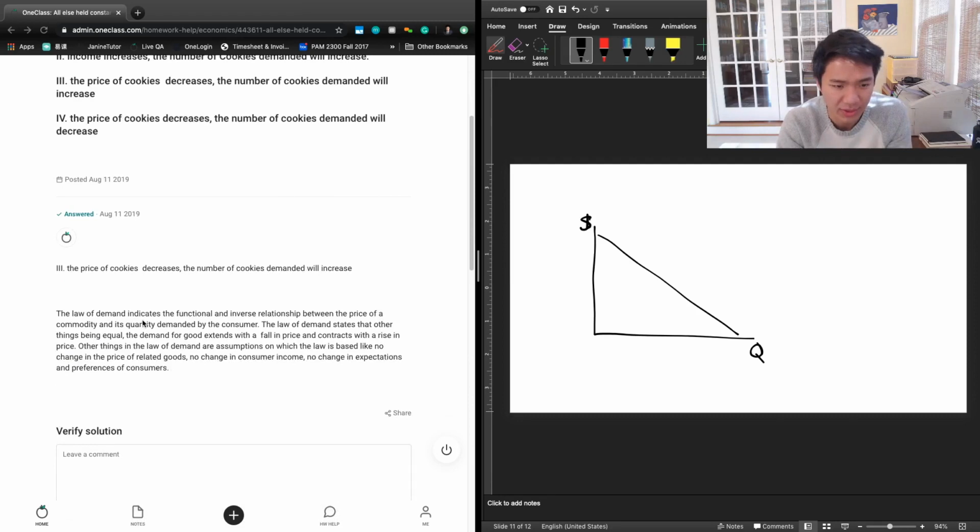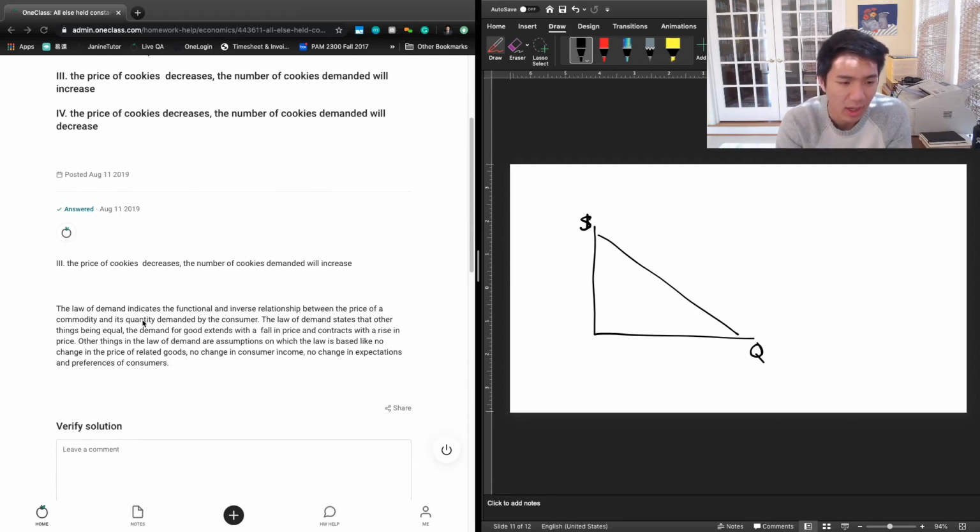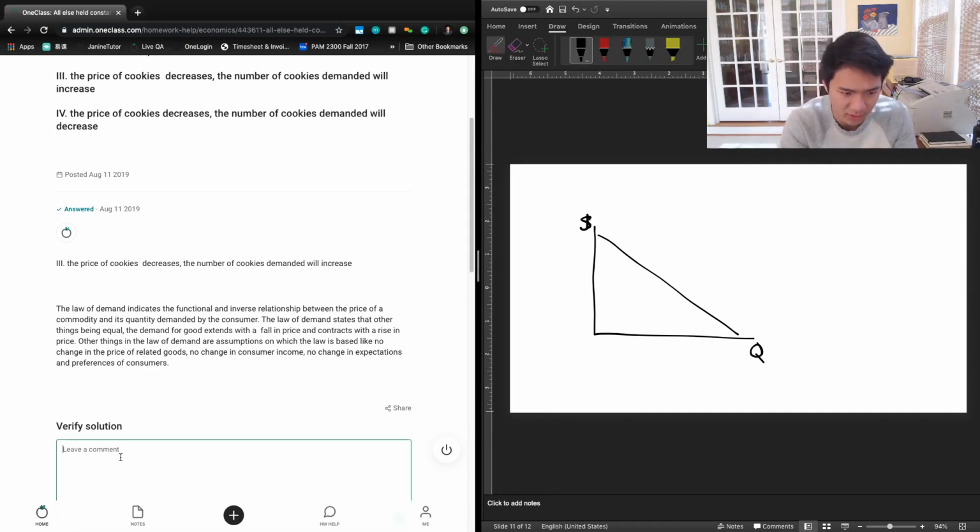Let's take a look at the previous tutor's answer. The previous tutor says that they also chose three. As the price of cookies decreases, the number of cookies demanded will increase. And then they explain that the law of demand indicates the functional and inverse relationship between the price of a commodity and its quantity demanded by the consumer. The law of demand states that other things being equal, the demand for goods extends with a fall in price and contracts with a rise in price. Other things in the law of demand are assumptions on which the law is based, like no changes in the price of related goods, no change in consumer income, no changes in expectations and preferences of consumers.